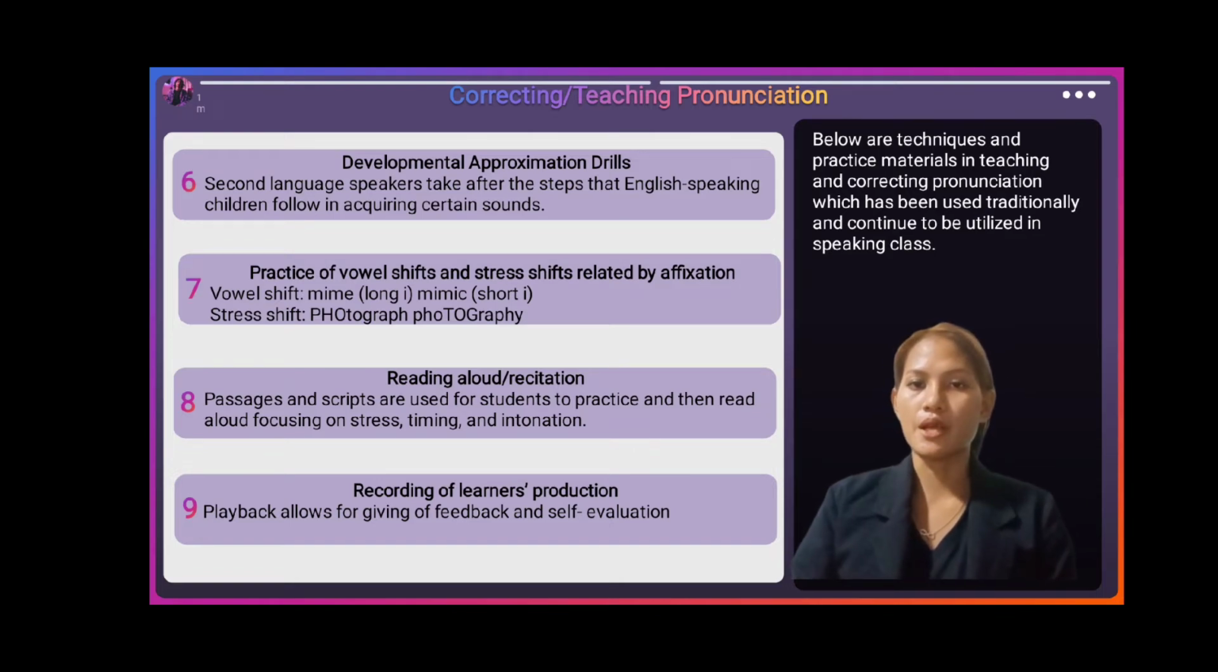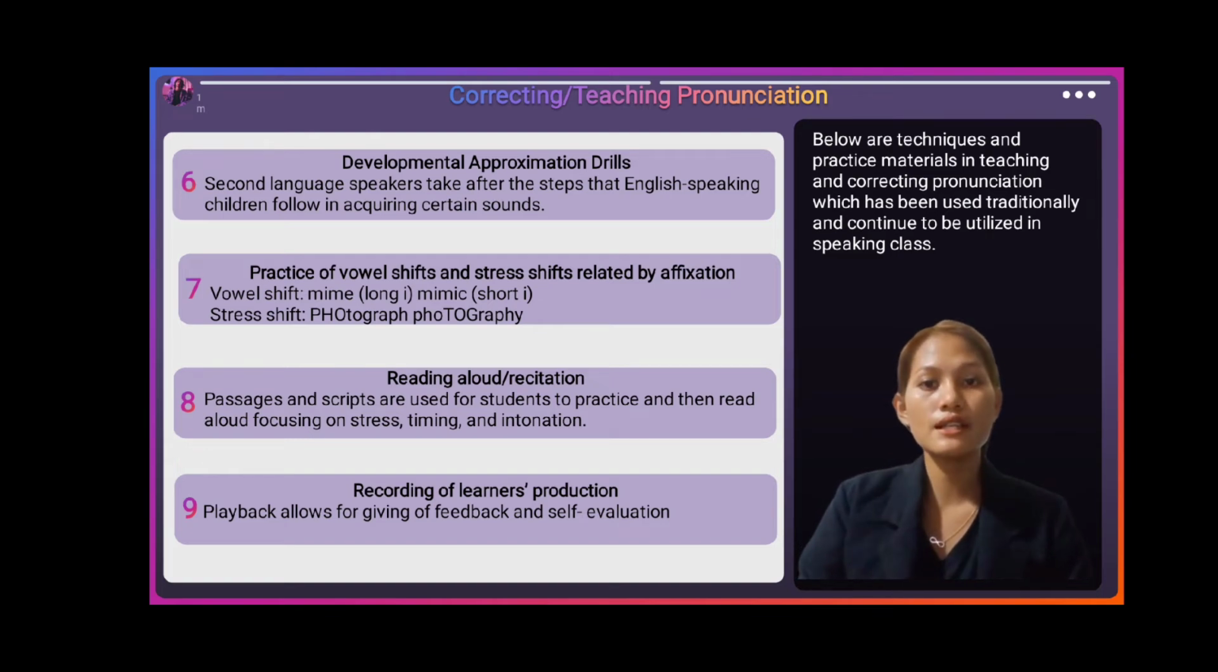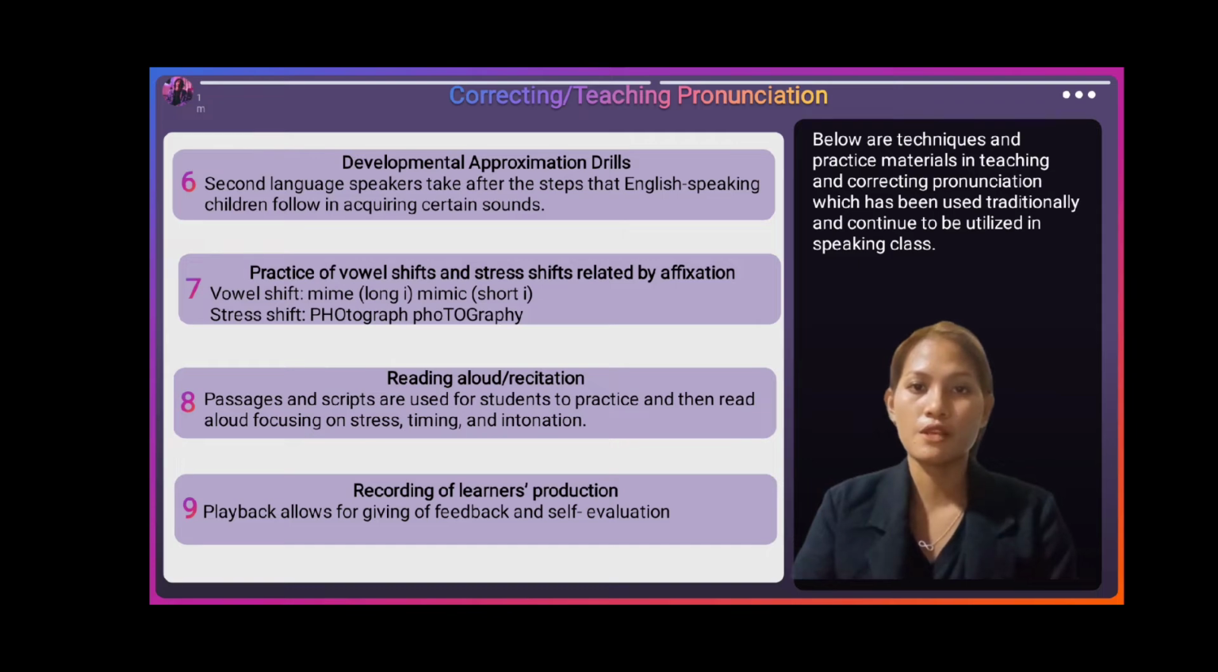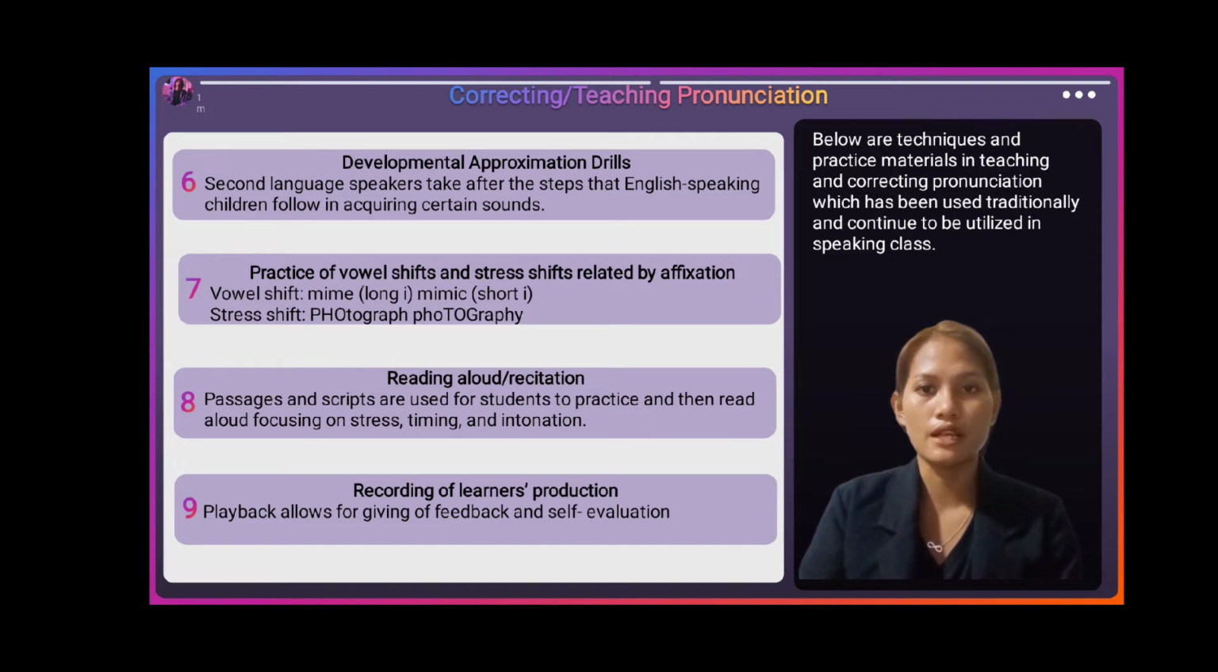Tip number 7. Practice of vowel shifts and stress shifts related by affixation. Vowel shift: meme, long E; mimic, short E. Sentence context: street memes often mimic the gestures of passers-by. Stress shift: photograph, photography. Sentence context: I can tell from these photographs that you are very good at photography.